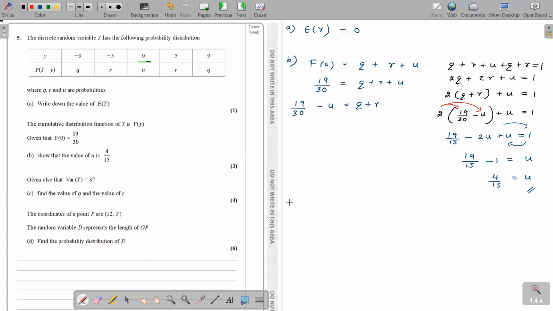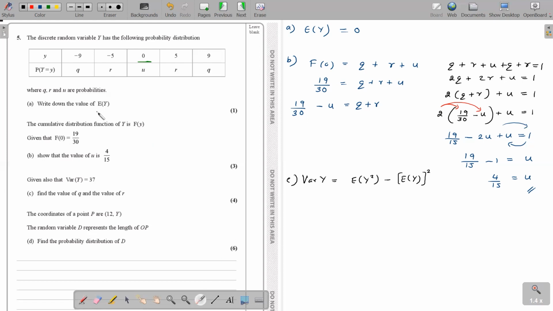Okay, part C. Given also that variance of y equals 37, find the value of Q and the value of R. Okay, how do we find the value of Q and R? They give us variance of y. What can I get from variance of y? Variance of y is equal to E(Y squared) minus (E(Y)) whole squared, right? So shall we find the E(Y) and the E(Y squared)?